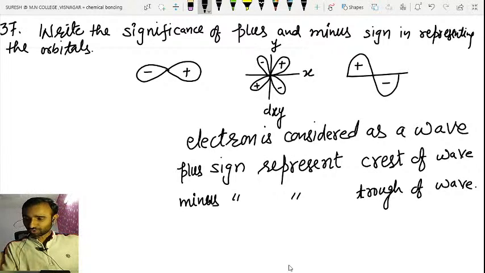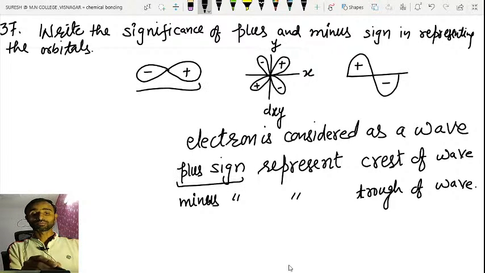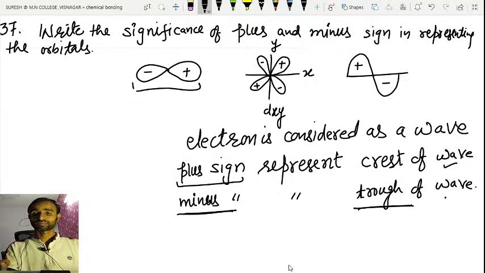Okay, sorry, it is not visible in the chat box. Okay, electron wave, very good. And addition and subtraction of wave function. It is very good, Vaidehi. Vaidehi wrote it right, that the electron is considered as a wave. So the plus sign in the orbital represents the crest of the electron wave, and the minus sign represents the trough of the wave. Okay, so this is question number 37.